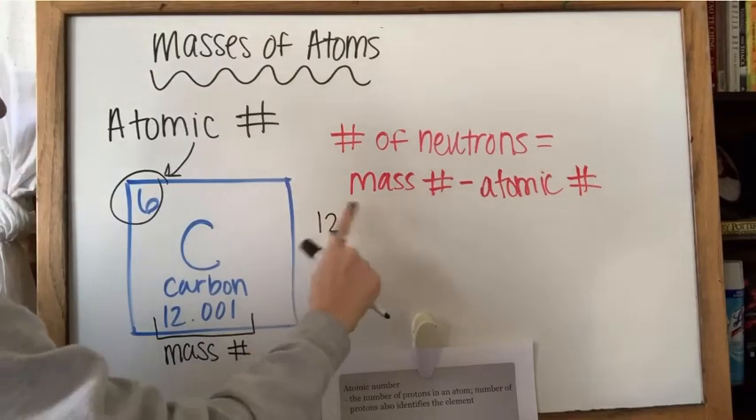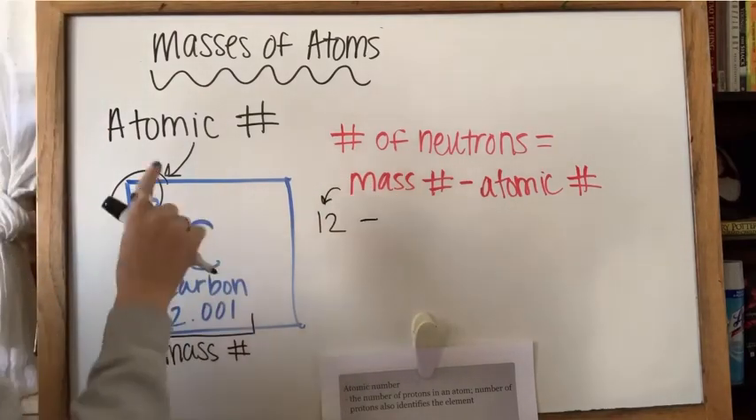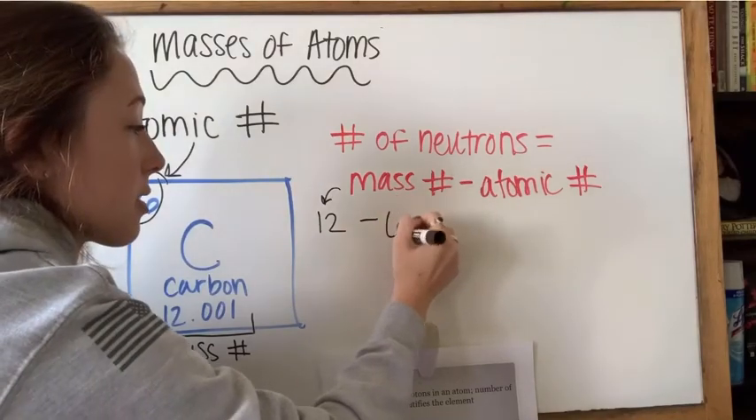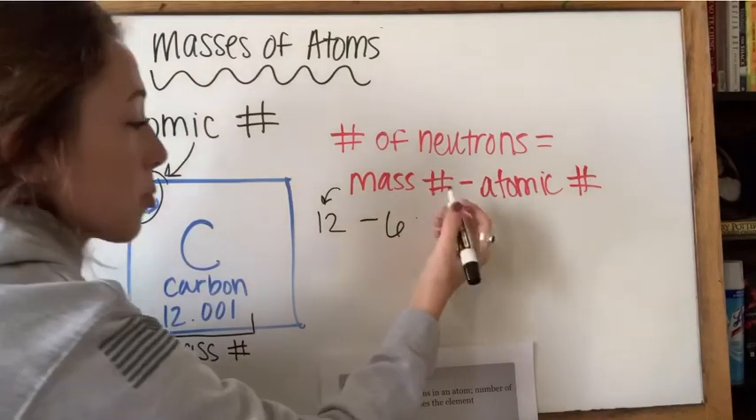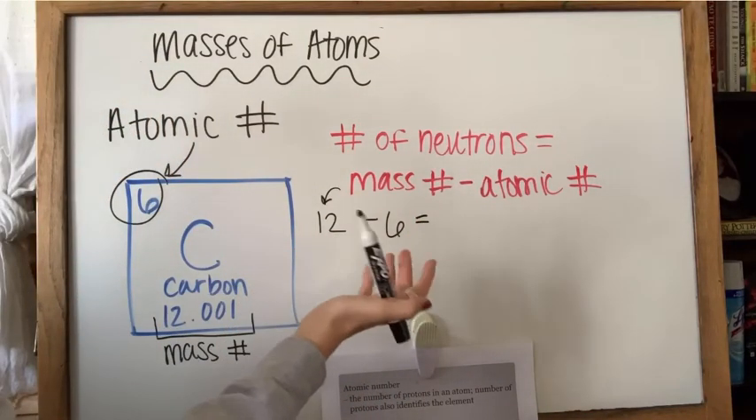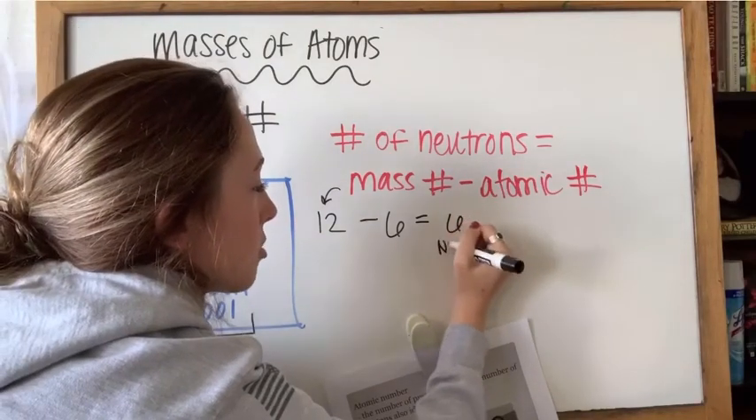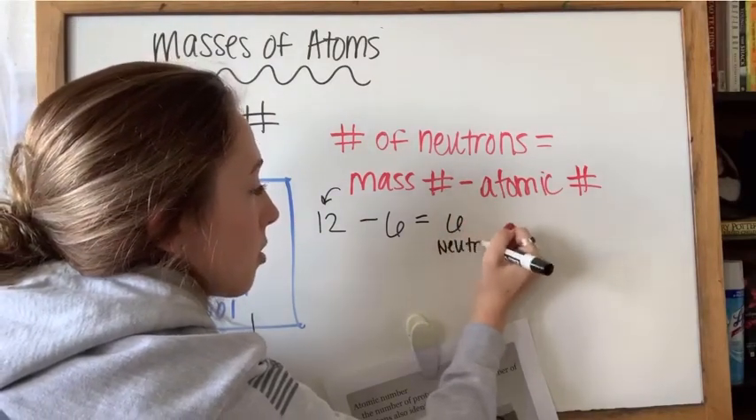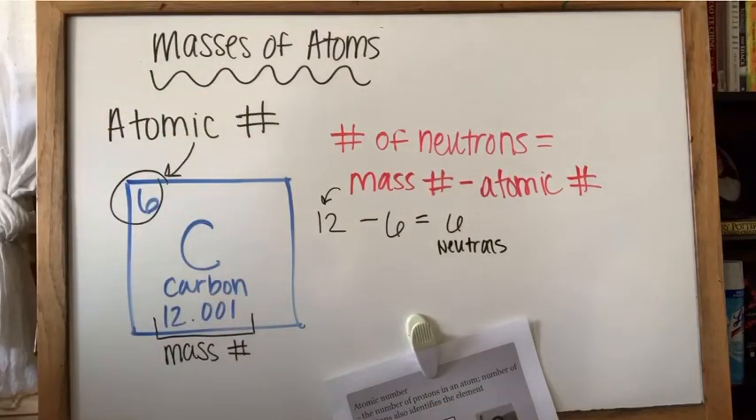So we have our mass number here, which is 12, and then we are going to subtract our atomic number, which is 6, okay? Again, it's because we have 6 protons. Now, we have 12 minus 6, which is 6, so that means we're going to have 6 neutrons within the carbon element.